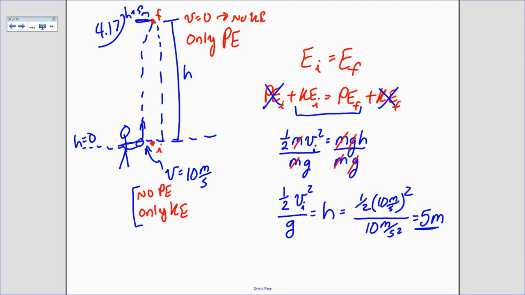I don't understand, when it stops in the air, it has no kinetic energy because it stops. Uh-huh.